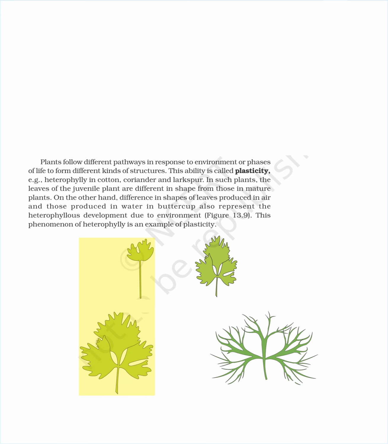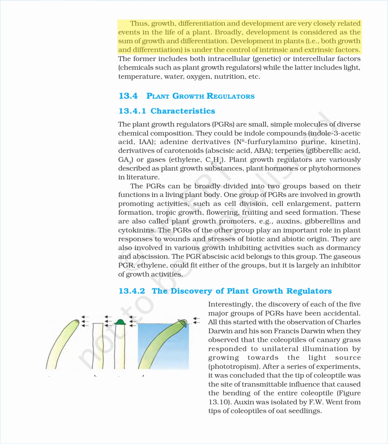Thus, growth, differentiation and development are very closely related events in the life of a plant. Broadly, development is considered as the sum of growth and differentiation. Development in plants, i.e., both growth and differentiation, is under the control of intrinsic and extrinsic factors. The former includes both intracellular, genetic, or intercellular factors, chemicals such as plant growth regulators, while the latter includes light, temperature, water, oxygen, nutrition, etc.